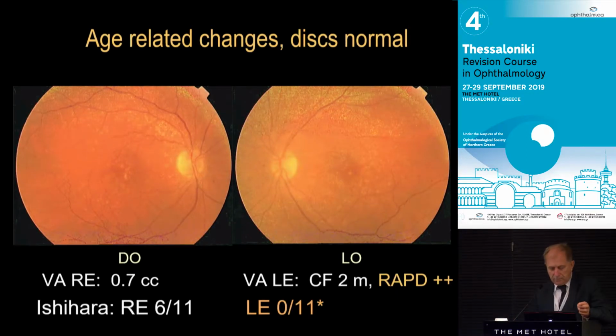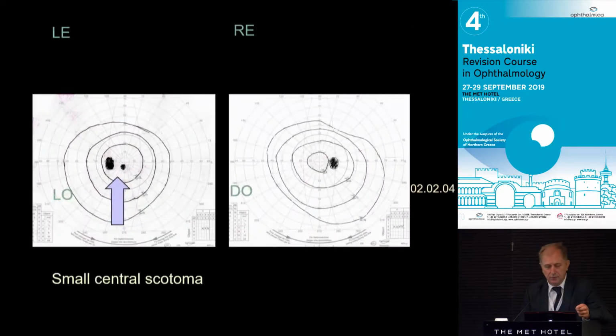So if she didn't have this really extensively positive relative afferent pupillary defect, you couldn't really tell from the appearance of the optic nerves or retina that she actually has any visual problems. And interestingly, when we did visual fields in Goldmann, there was a very, very slight centroscotoma only visible there. So what would you think? Is it possible to be temporal arteritis?